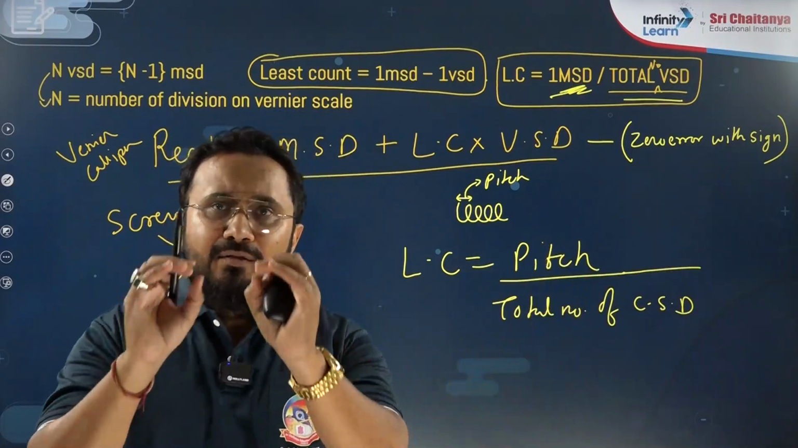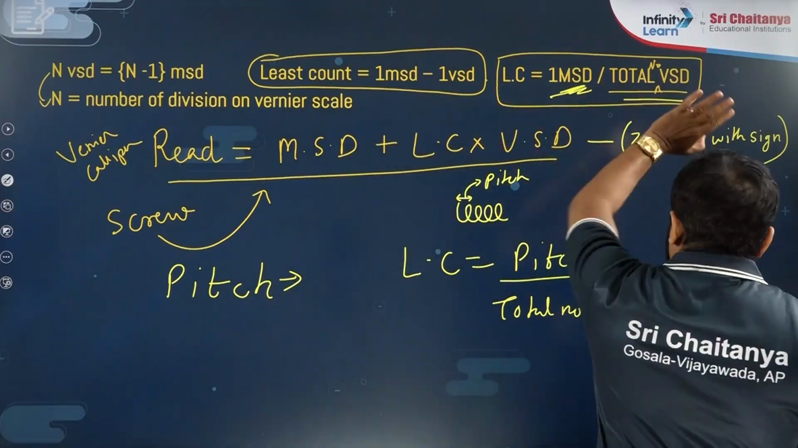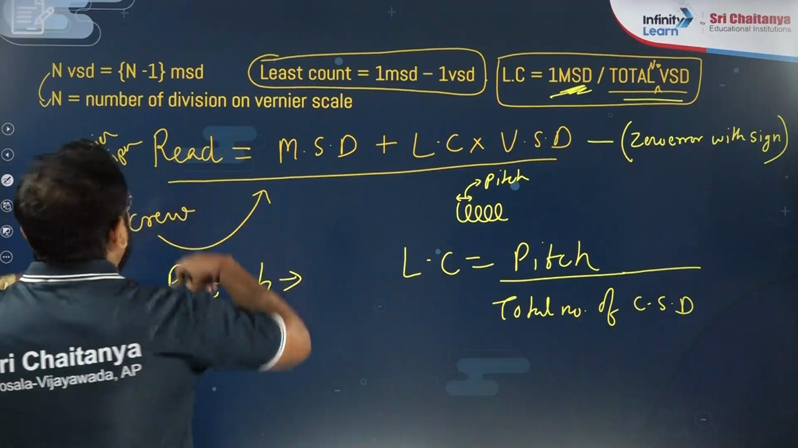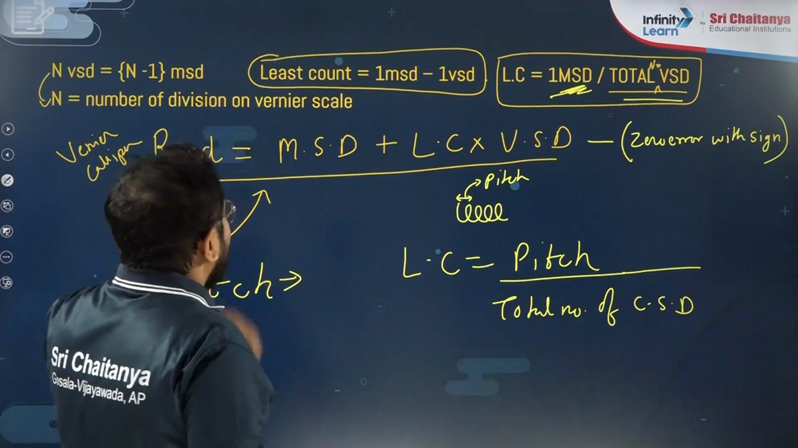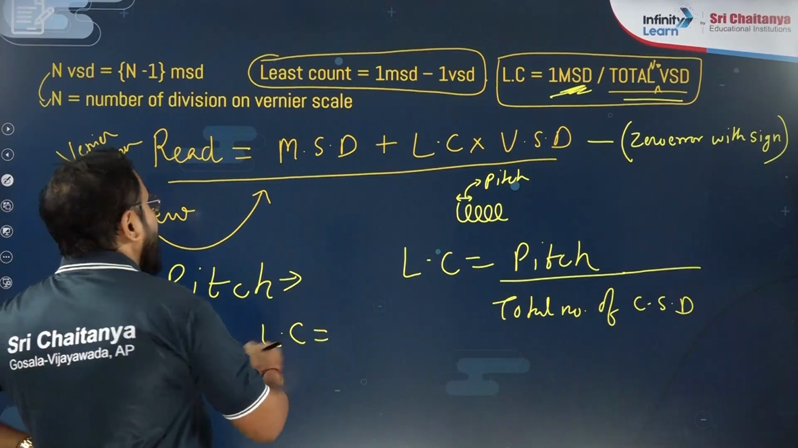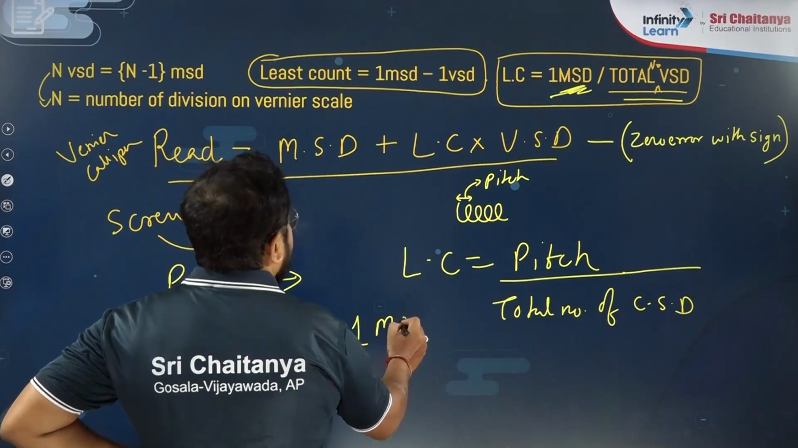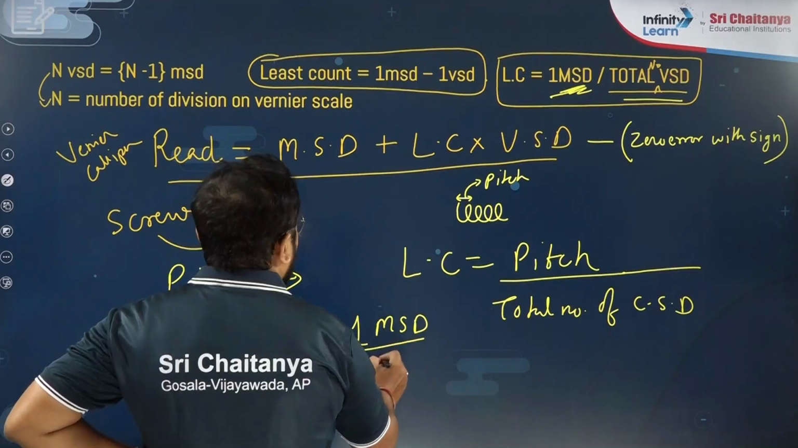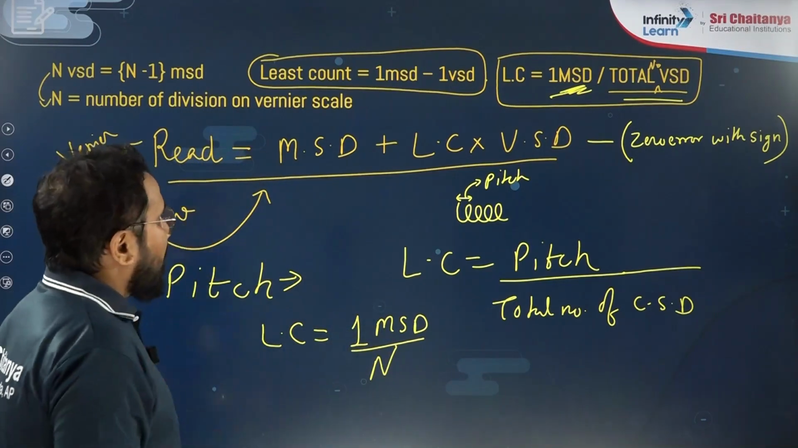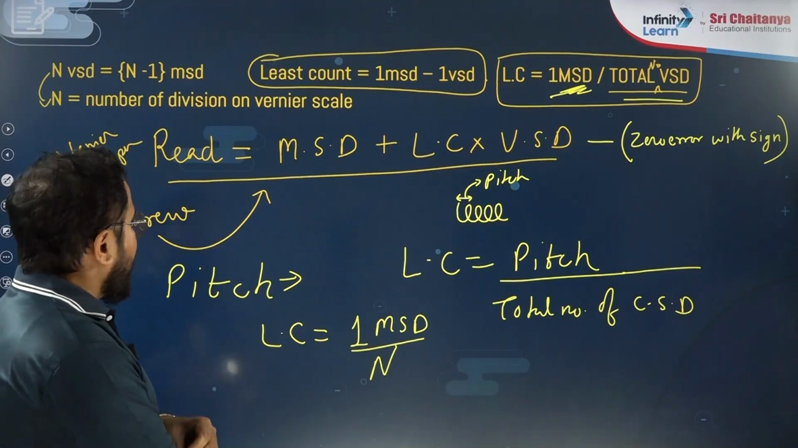This formula only will work. Yes. LC is equal to 1 MSD upon total number of VSD. It can be CSD also, or you can say least count. One more formula can be framed: least count is equal to 1 MSD upon N. What is N? That is your total number of vernier scale divisions. Is it clear? No need to be confused.